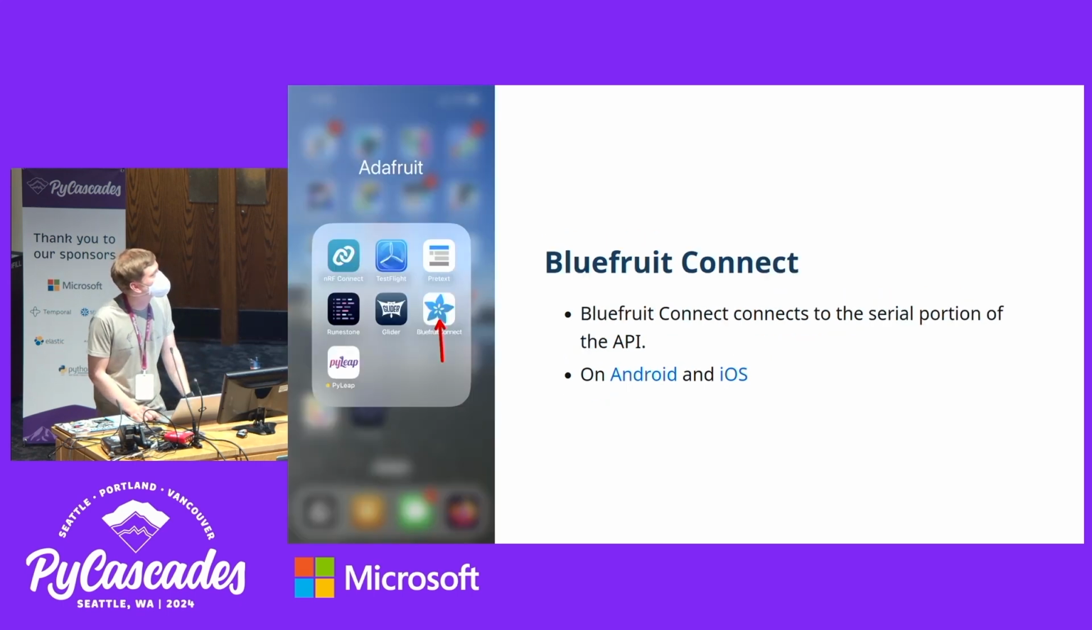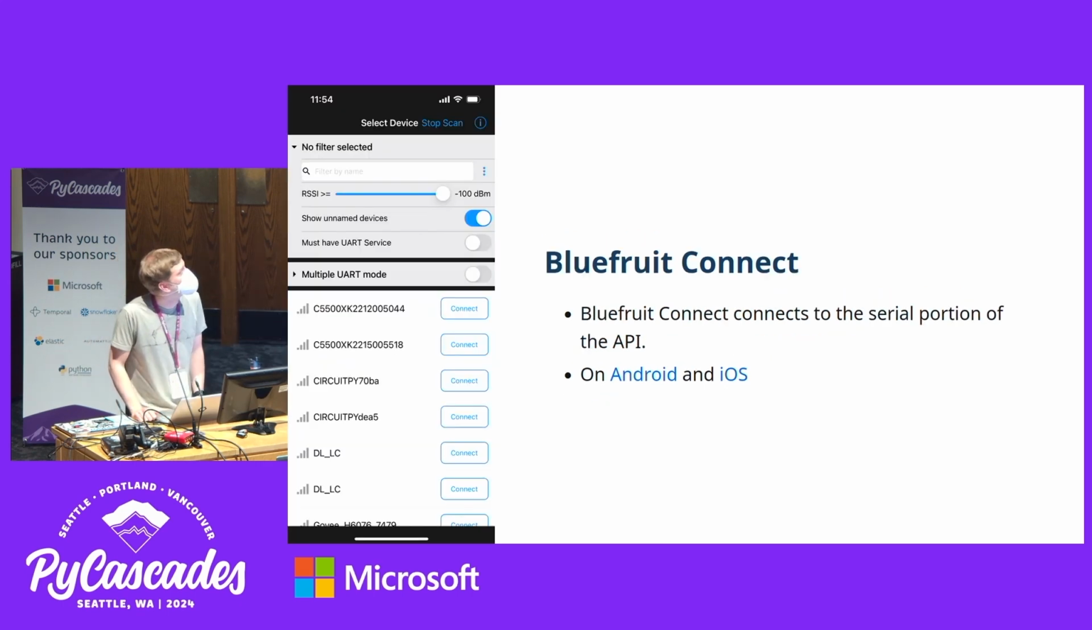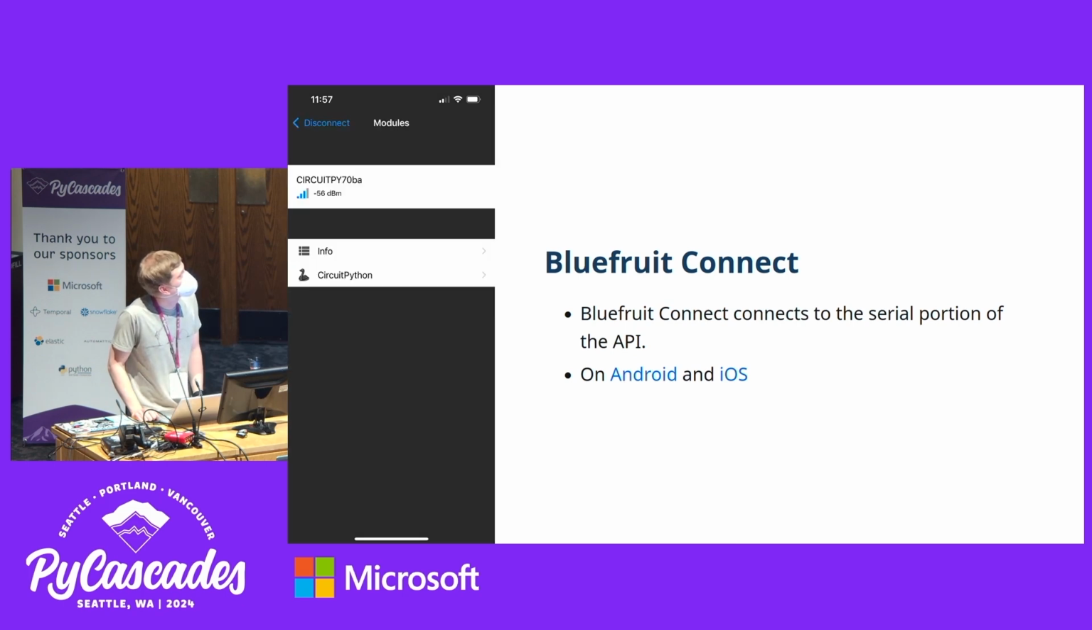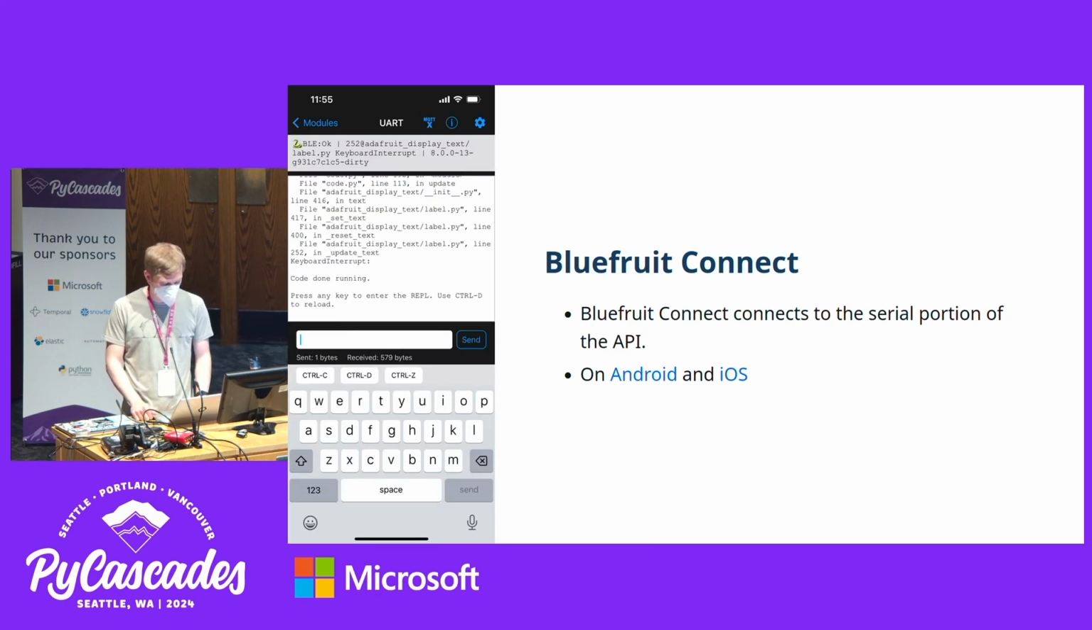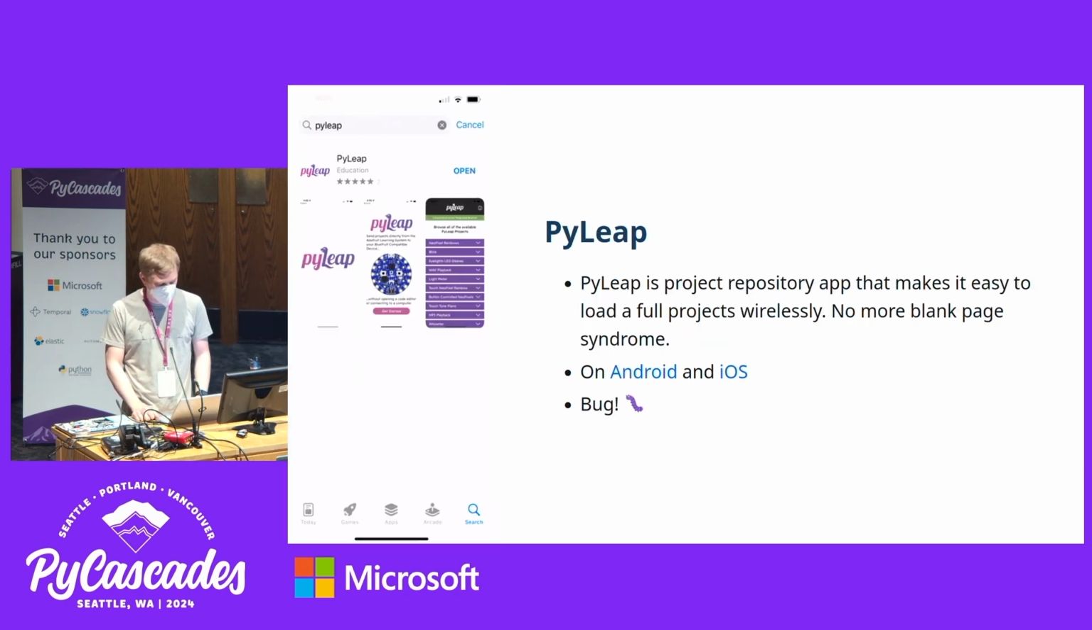For serial, we have an app called Bluefruit Connect. You select your device, and you get the CircuitPython option. Once you have the CircuitPython option, you get the serial, but you have the same blank problem, potentially, if your user code's already running. We don't give any informational serial output when user code's running. So you can Control-C and Control-D and get back to the prompt.